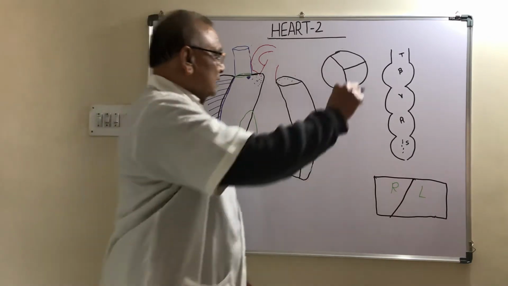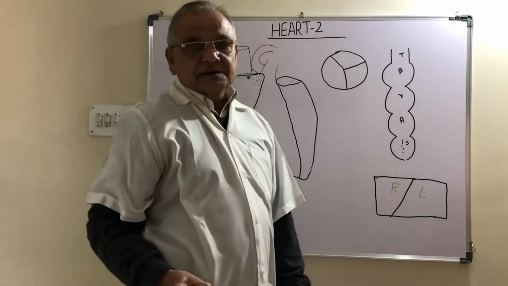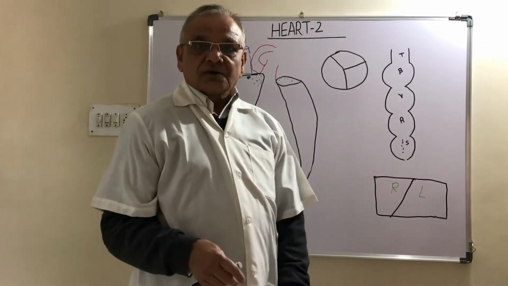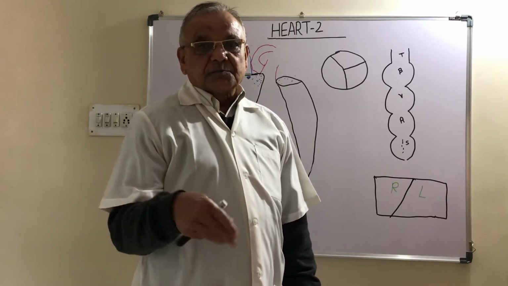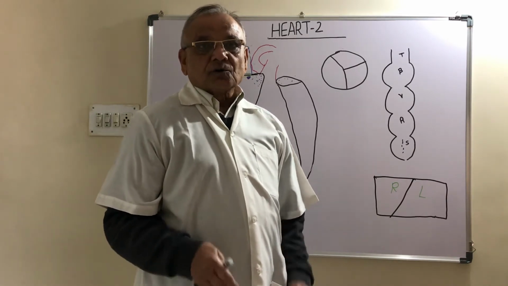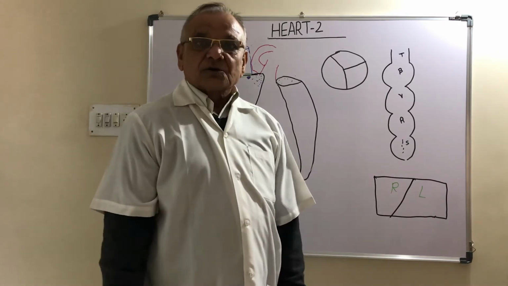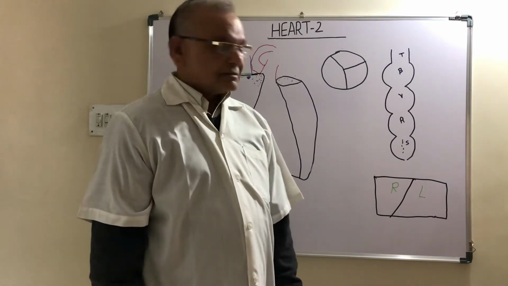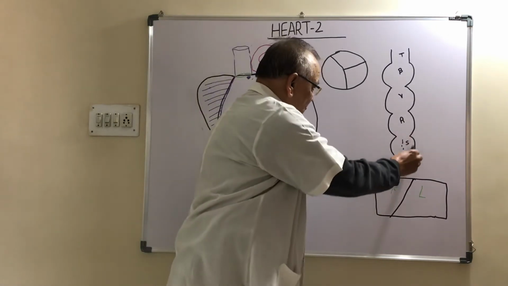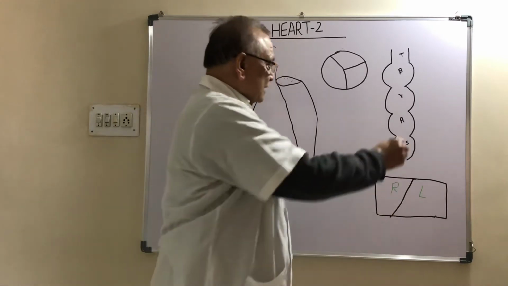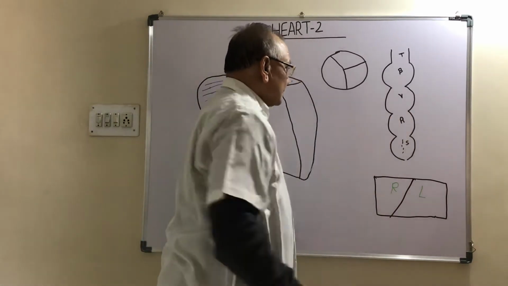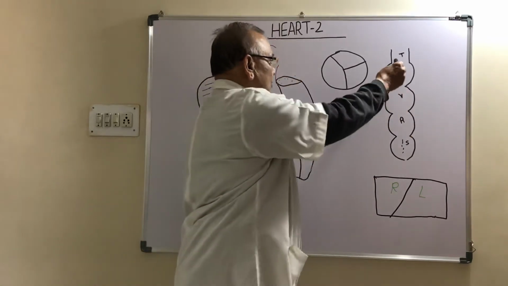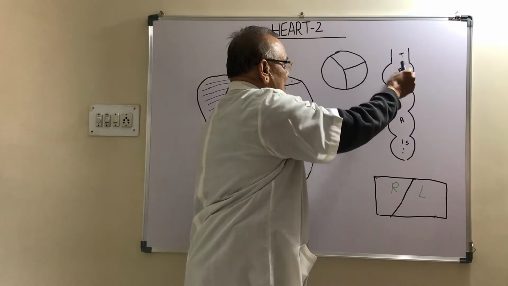Now see this figure. During development, the heart is in the form of a tube, and this tube is called the cardiac tube. With further development, constrictions develop in the cardiac tube, and due to the constrictions, the tube is divided into 5 parts. This part is called sinus venosus. This part is called primitive atrium. This part is called primitive ventricle. This part is called bulbus cordis. And this part is called truncus arteriosus.